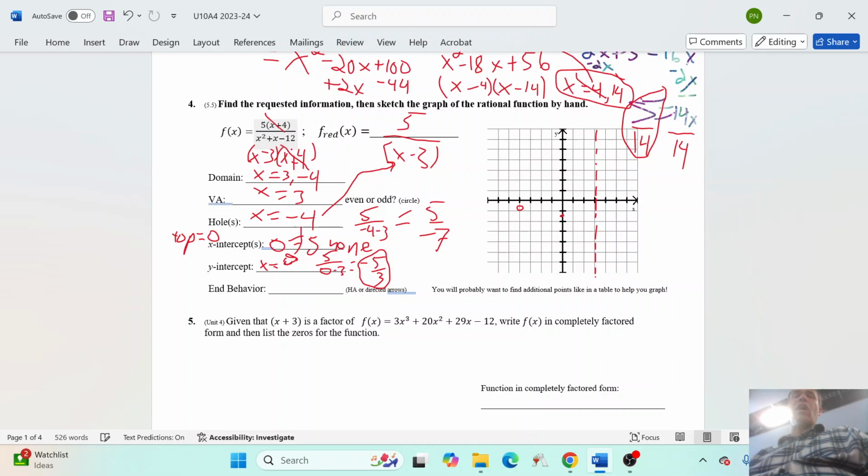And then the top is less than the bottom. That would be 5x over, if you distribute that through, over x squared. And since the top number is less than the bottom number, then it's y equals 0. So top is less than bottom.